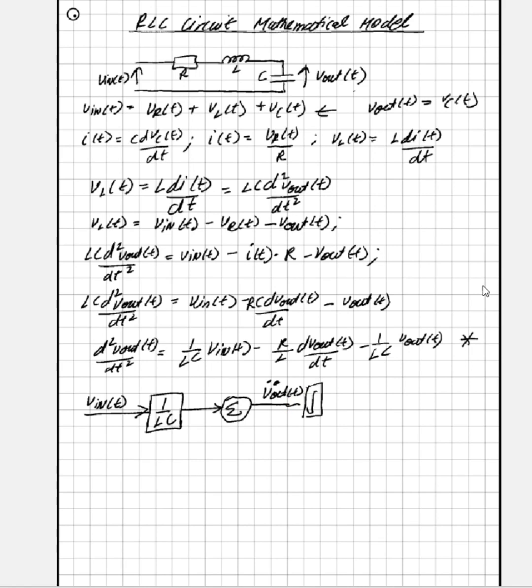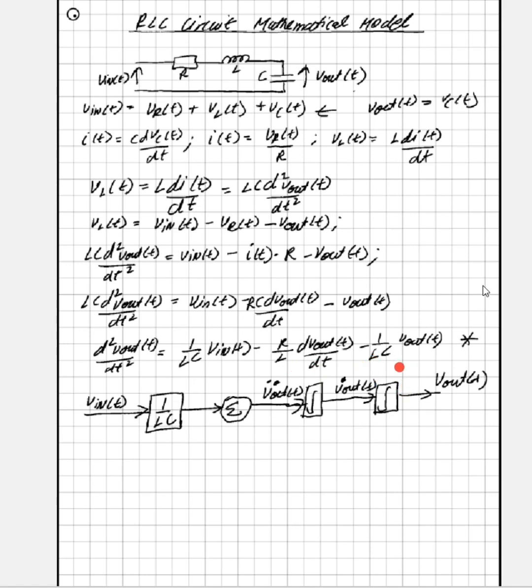We integrate this, we get the first derivative, which is this, and if we integrate this further, we get the voltage output. Now this diagram is not complete. It doesn't contain the coefficients missing here.